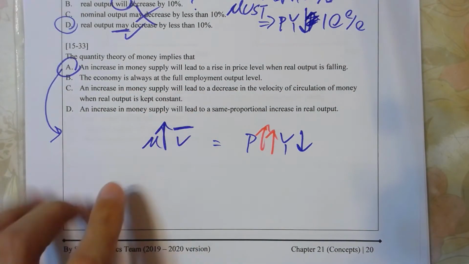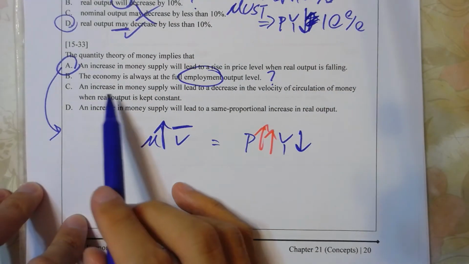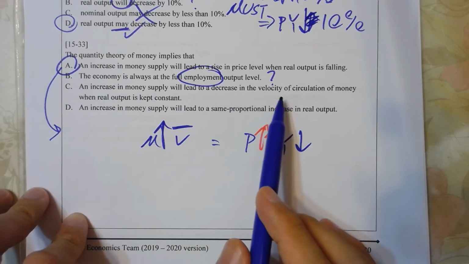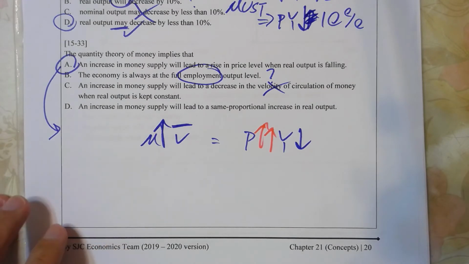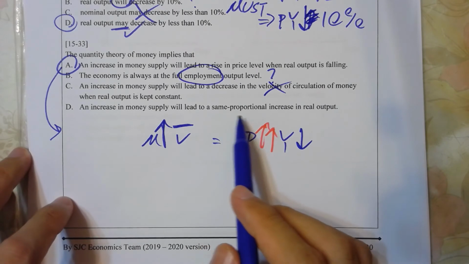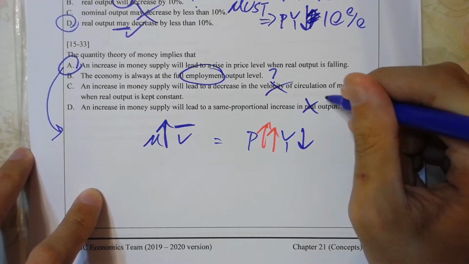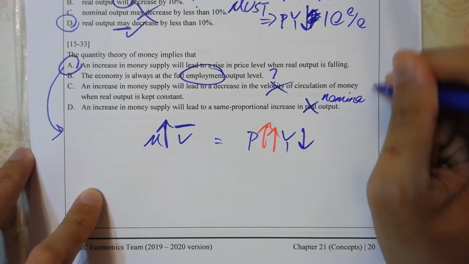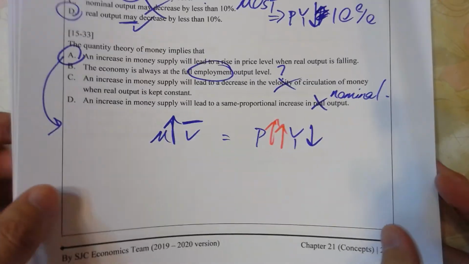Economy always has full employment. Employment, how do I know? Big question mark. Okay. Now C, increase in money supply leads to decrease in velocity. When you see velocity change, no, definitely wrong. Velocity cannot change. D, increase in money supply will lead to the same proportional increase in real output. Wrong. It should be nominal output, not real output. Okay. Answer A here. We're almost done, two questions left. Now, into the final page.